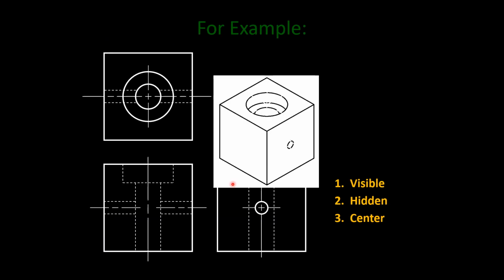Now in this slide, we will see some examples of visible, hidden and center lines. So we can clearly see the visible lines, the hidden lines which are not exactly viewed, and the center lines. We can see the center line of this circle. These are clearly shown in this image. These are the visible lines and these are the hidden lines.